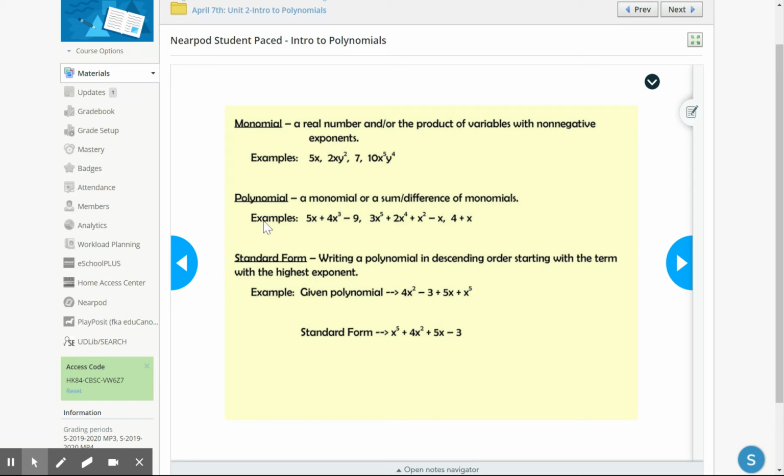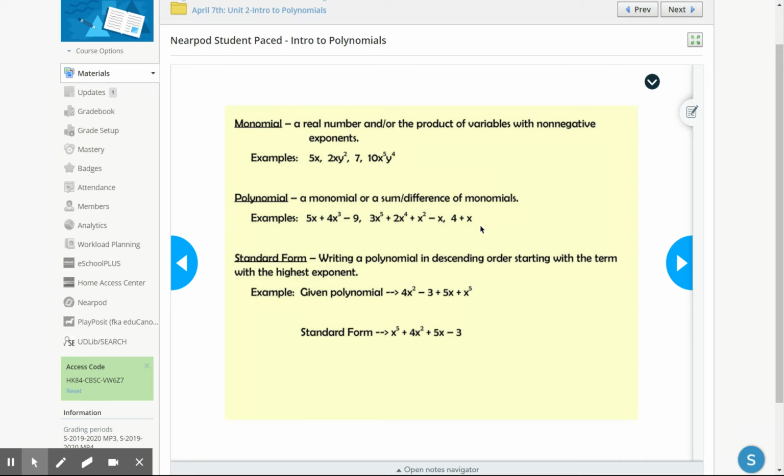Okay, a polynomial, which is what we've been using, is just a mixture of multiple monomials. So it says a sum or difference of monomials, literally meaning it's adding or subtracting monomials. So 5x is a monomial, but when I add it to 4x cubed, it becomes a binomial, which means 2. And then when I subtract minus 9, that becomes a trinomial. So this right here is a trinomial. This one would be a quadrinomial. And this one is a binomial. 4 plus x is a binomial.